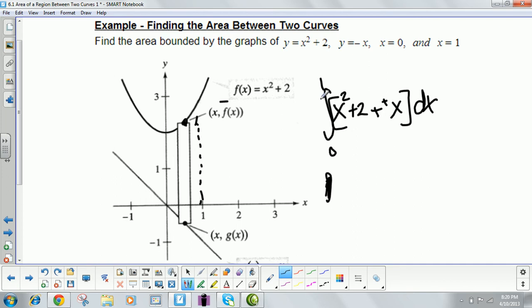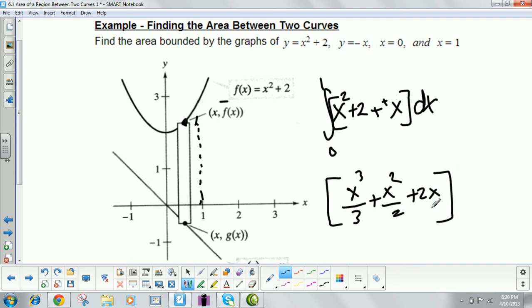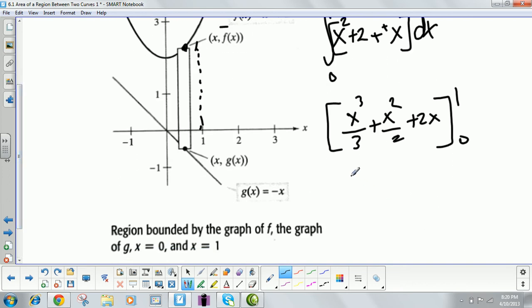Let's get rid of the integral here because I'm actually going to integrate it. When I go and integrate it, you would get x to the third over 3 plus x squared over 2 plus 2x. Your limits, remember, are from 0 to 1, so you're going to plug those limits in. When you plug your upper limit in, you get 1/3 plus 1/2 plus 2. When you plug your lower limit in, all of that is 0 anyway, so that's not going to matter.